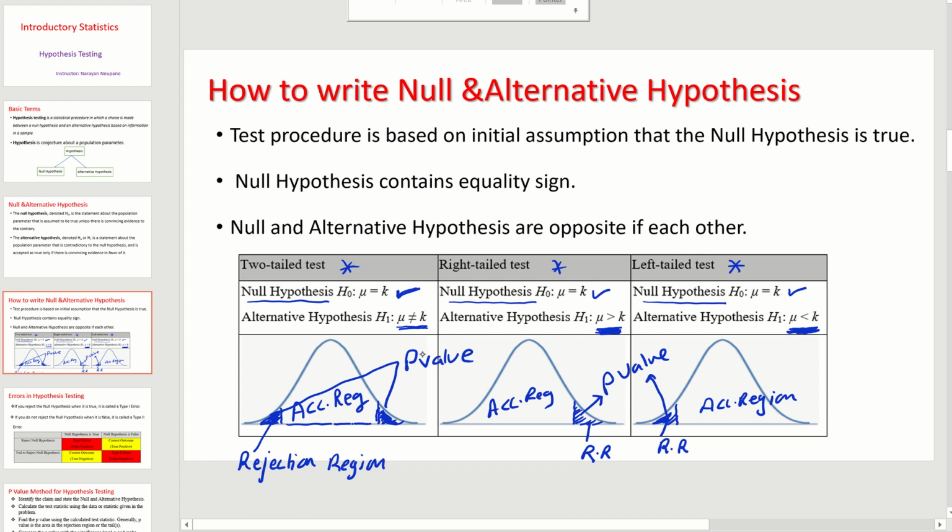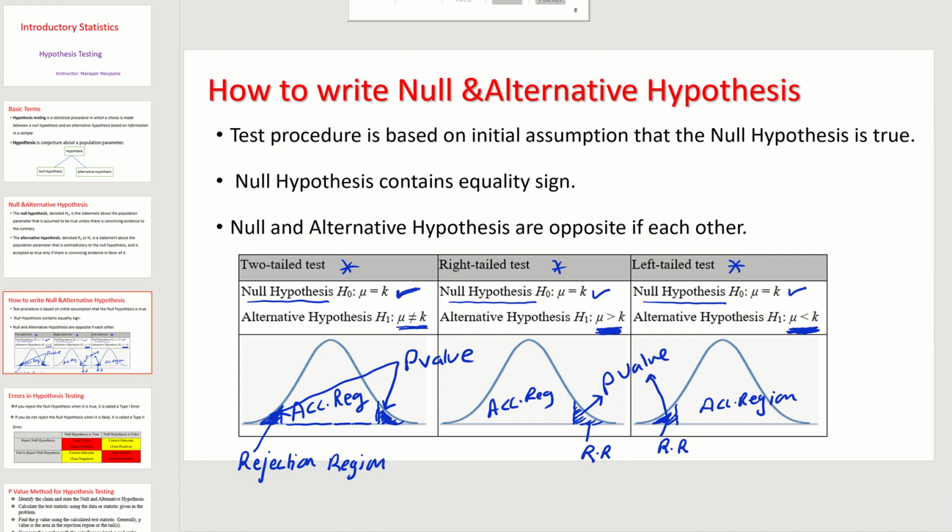Why do we need to know about the p-value? Because in hypothesis testing, there are two methods to perform the hypothesis testing. One is called the traditional method, and the other one is called the p-value method. What I'll be using in my upcoming lecture is the p-value method to perform the hypothesis testing.